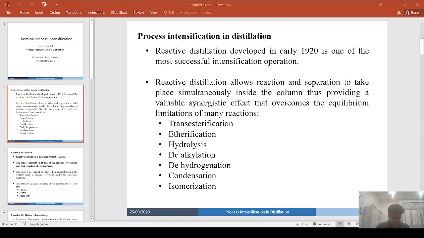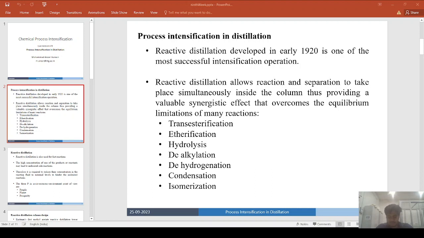So one of the common examples that comes whenever we talk about process intensification, especially in regards to distillation, is process intensification via reactive distillation. In previous modules we have also discussed that one of the ways to achieve process intensification is to combine two or more unit operations successfully. One such combination is reactive distillation, which is very common, and it is one of the very successful stories of process intensification technology.